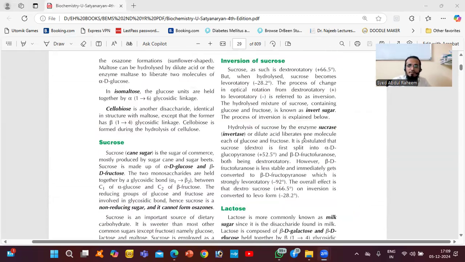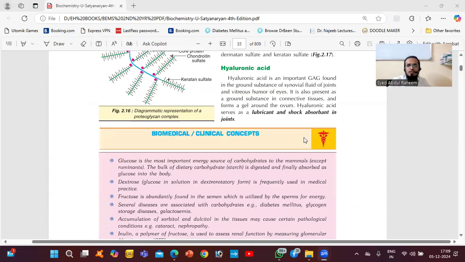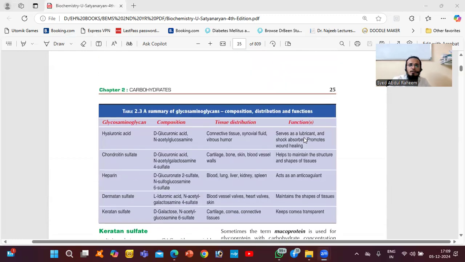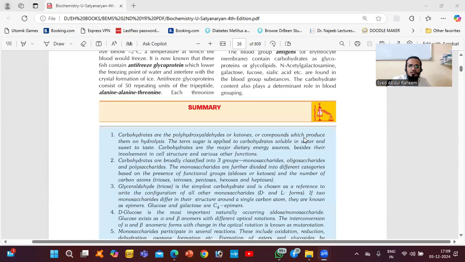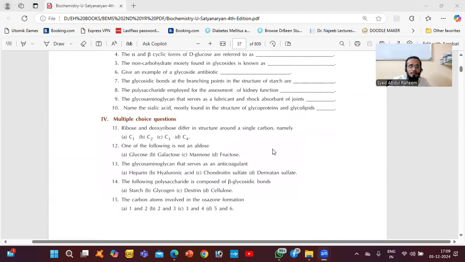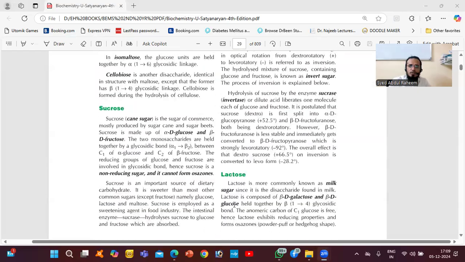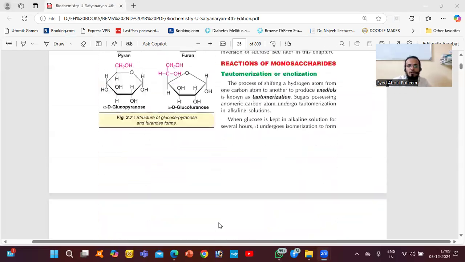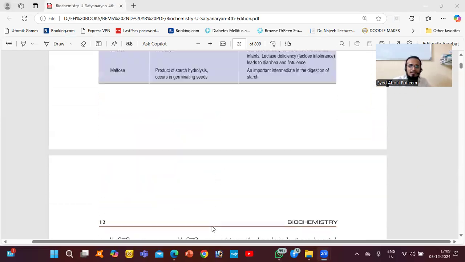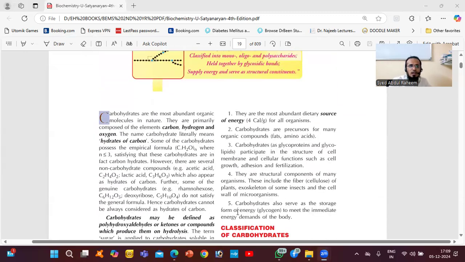Okay, so classification is important. Understanding carbohydrates, understanding the functions, and understanding the types of carbohydrates. These three things are very important. I will try to explain in a basic way. So first we will discuss carbohydrates.